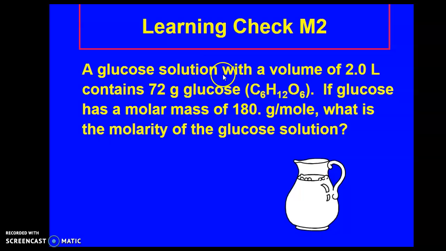A glucose solution with a volume of 2 liters contains 72 grams of glucose. The glucose formula is C6H12O6. If glucose has a molar mass of 180 grams per mole, what is the molarity of the glucose solution? This is another example for you to work out. Take your time, pause the video before you solve the problem so that you have enough time to do it.